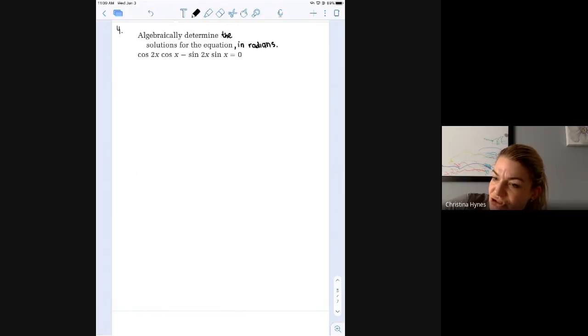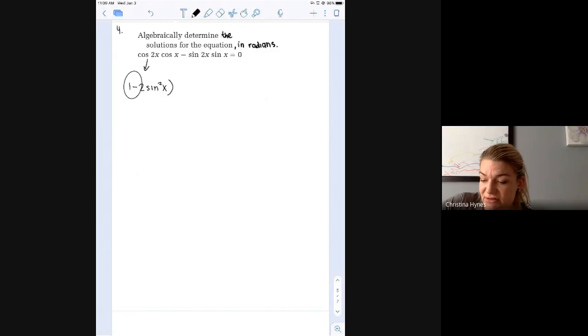Instead of cos 2x, I would rewrite it as this, which on your formula sheet is the equivalent of saying 1 minus 2 sine squared x. Now, there's multiple options that you can substitute. So that's kind of, again, the tricky part, figuring out which one will give you the least amount of steps.